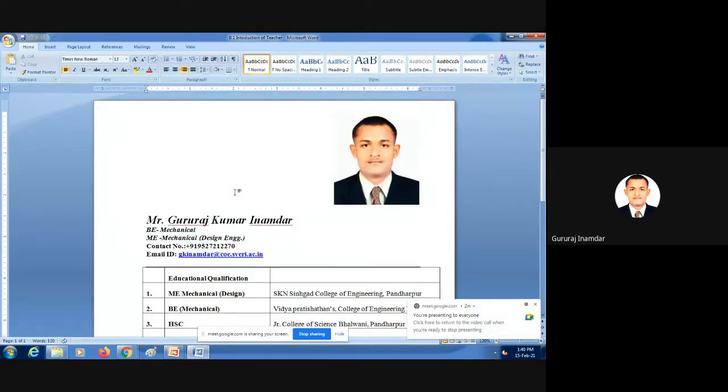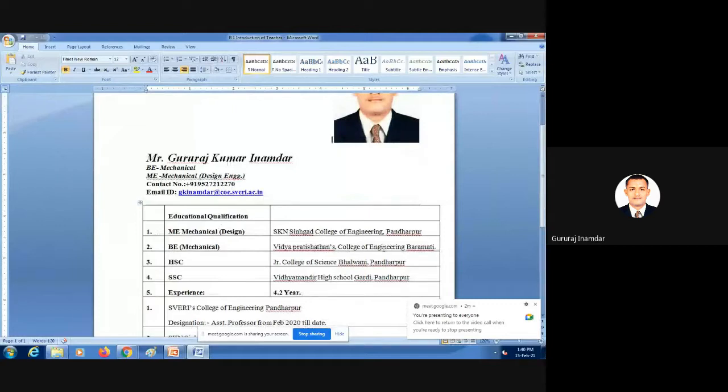So I am Professor Gururaj Inamdar. I have done BE Mechanical and ME Mechanical Design from Sinhagad College of Engineering, Pandharpur.